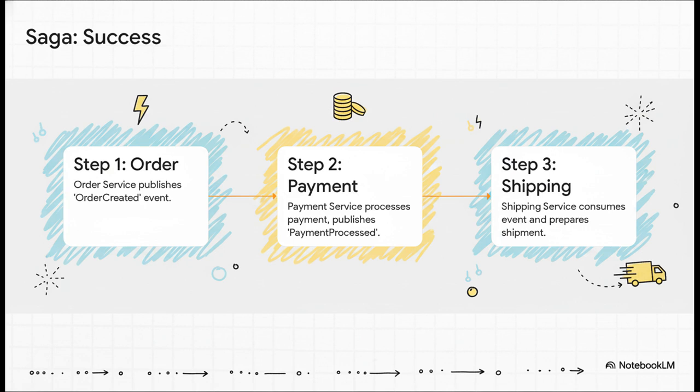First, the order service publishes an order-created event. The payment service hears that, it processes the payment, and then publishes its own payment processed event. Finally, the shipping service sees that the payment went through, and it starts prepping the shipment. It's like a beautiful, coordinated dance between totally independent dancers.